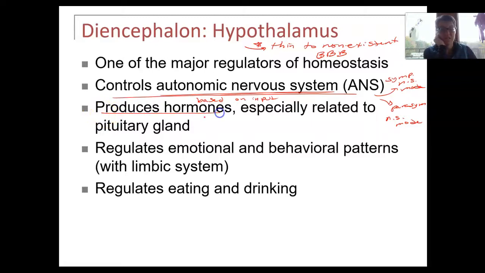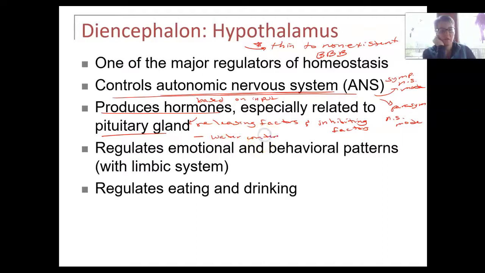The hypothalamus produces a whole slew of hormones, for the most part, that control the pituitary gland, releasing factors and inhibiting factors. We're going to go into great detail on that in the endocrine chapter. And the hypothalamus actually makes his own two hormones that regulate water content. Antidiuretic hormone, and another one, oxytocin, is a positive feedback hormone for labor and delivery.